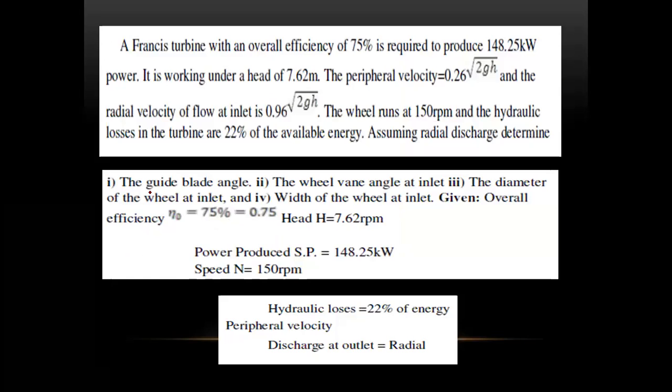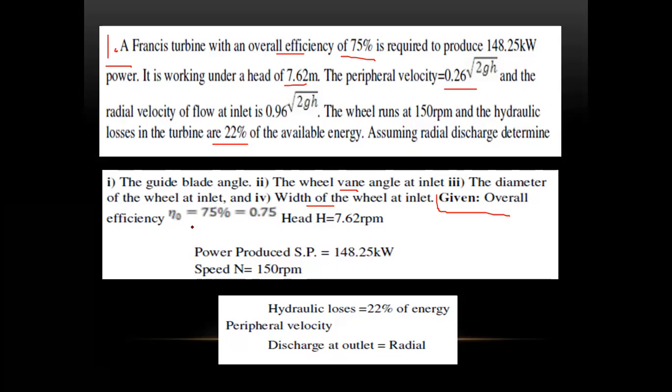Now, take the first problem. The inlet and outlet triangles are the same. A Francis turbine with an overall efficiency of 75% is required to produce 148.25 kilowatts working under a head of so and so. The peripheral velocity is given. The turbine efficiency loss is 22%. Now, what is to be determined? Determine the guide blade angle, the wheel vane angle, the diameter of the wheel, and the width of the wheel.